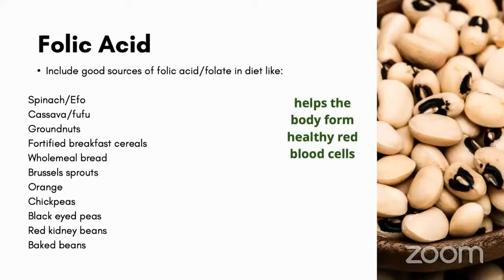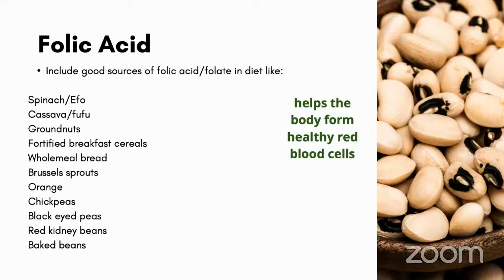Folic acid. Folic acid is a B vitamin that we all need, and it helps the body to form healthy red blood cells. So it's very important that you are incorporating good dietary sources of folic acid or folate. Some examples of foods that are quite high in folic acid are things like spinach or efo. Cassava contains a good amount of folic acid, as does fufu.